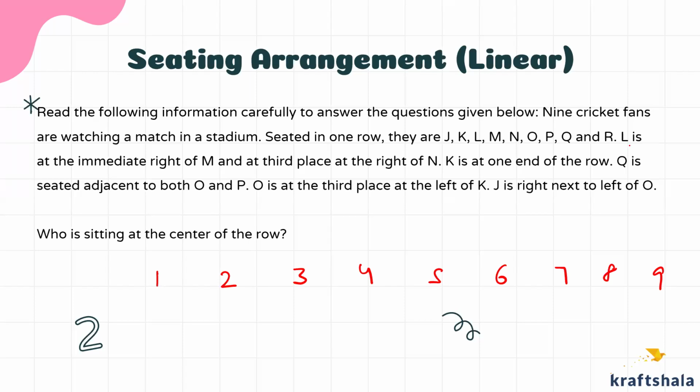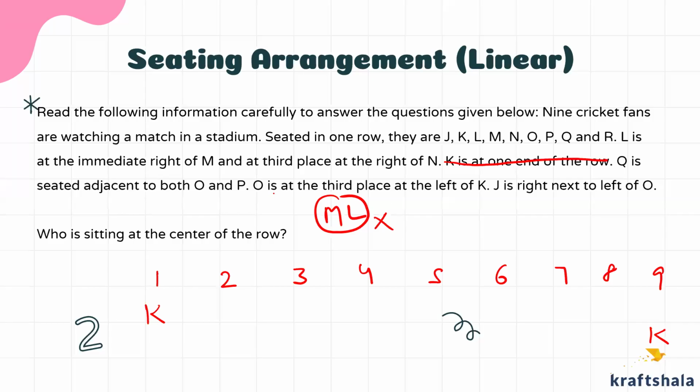If I talk about this statement, L is at the immediate right of M. That means something like this. Now this can have many possibilities. It can be ML here, it can be ML here, it can be ML here. So many possibilities. So I will not start from this statement or this information. I'll move ahead. K is at one end of the row. Now this is pretty specific. K is at one end. So there can be only 2 cases. Either K is here or K is here. So I have started from this statement. I have made complete use of this statement.